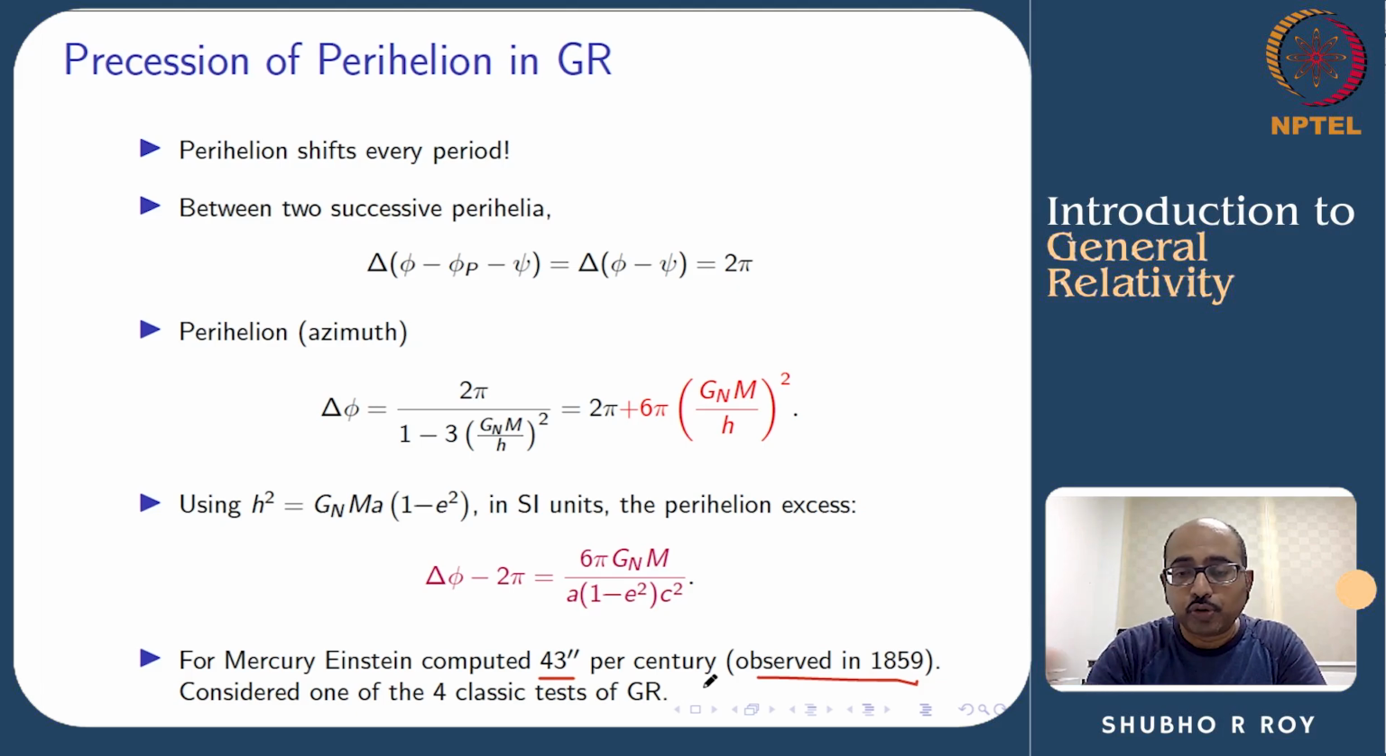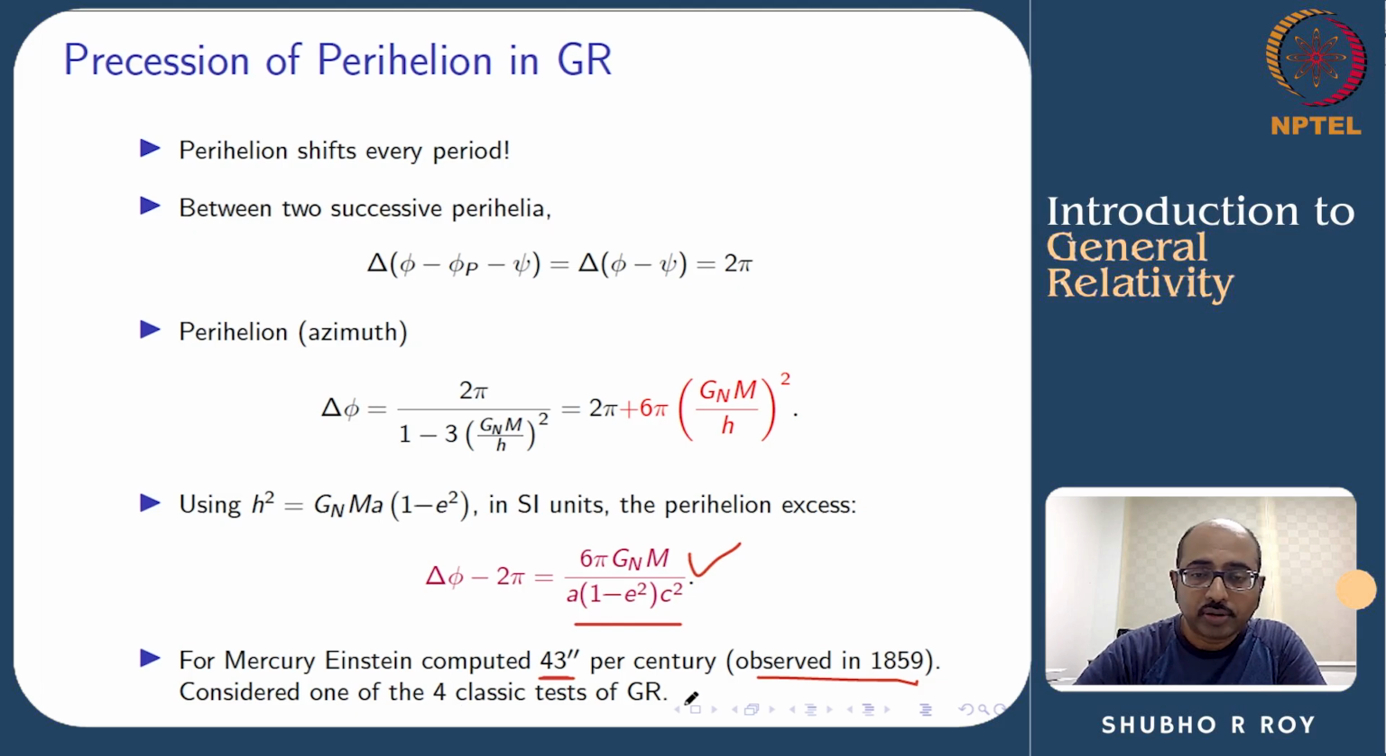But if you wait around for 1 century, then the accumulated perihelion excess will be significant enough to be observed by telescopes at the time, and it was 43 arcseconds per century. Okay, per century. Einstein in this paper derived this formula and then plugged in all the known values for the orbit of Mercury, and this turns out to be 43 arcseconds per century. And this is considered to be one of the classic tests of GR.